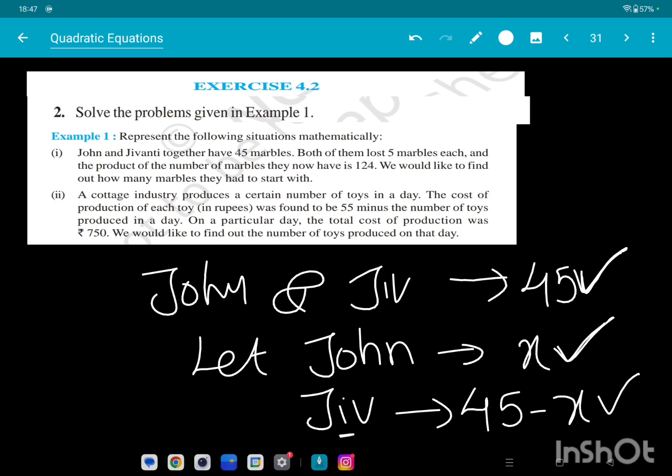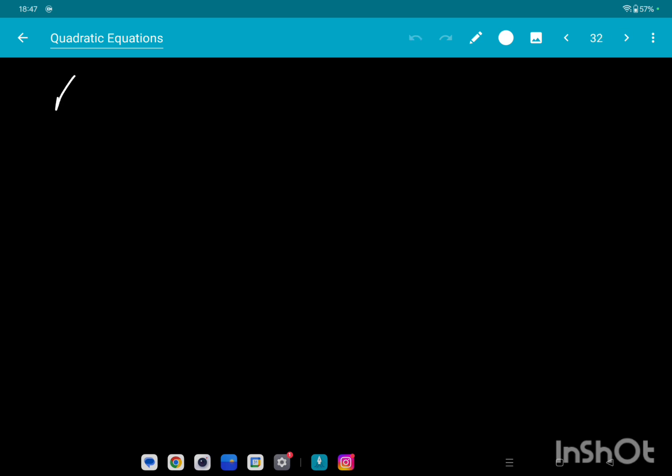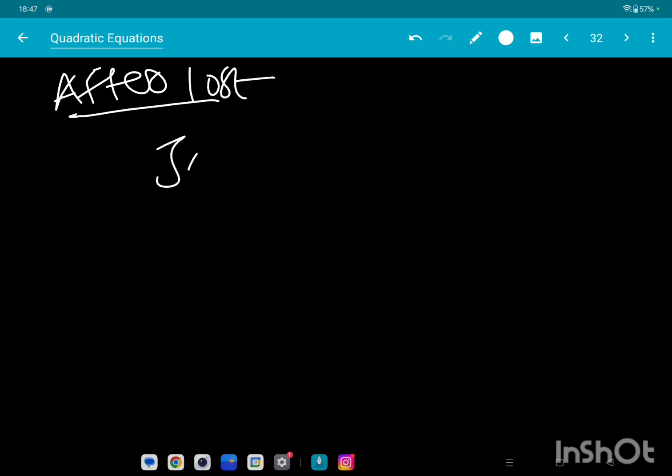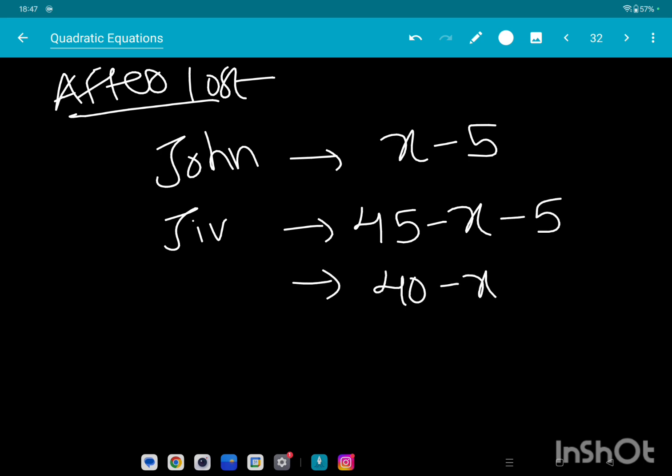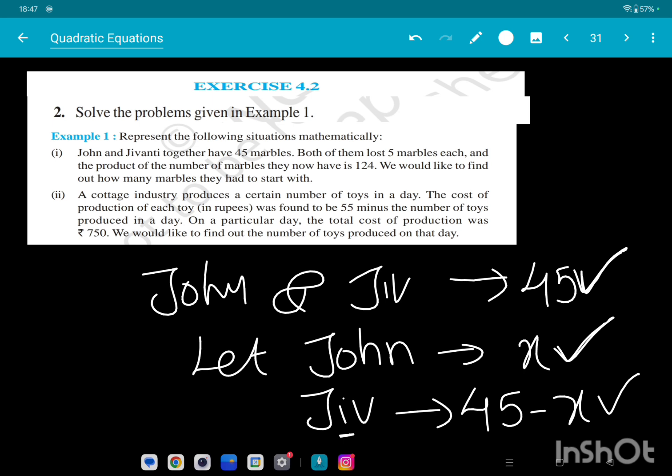Now it was given both of them lost 5 marbles. So after losing, John will have how many marbles? Actually he has x marbles. After losing, he will have x minus 5 marbles. And Jivanti, how many does she have? She has 45 minus x marbles now. If she lost 5 marbles, then how many marbles are there? 40 minus x marbles are there. And also it was given that the product of the number of marbles they have now is 124.